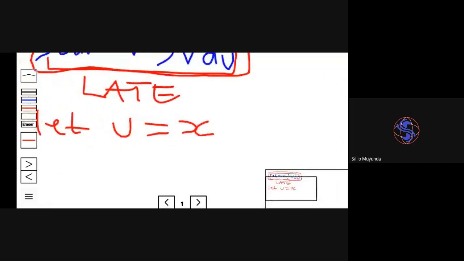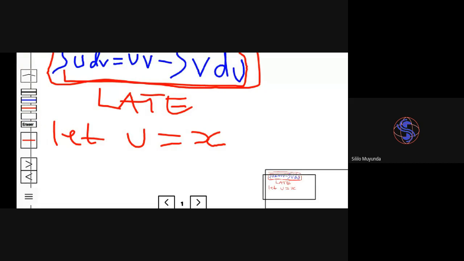the first thing you need to do is to pick u. So the mnemonic that you use to pick u is the LATE, meaning the logarithmic expressions. That is the first priority in order. In this case, we have been given an algebraic expression and then a logarithmic expression. So I think I made a mistake. So what should be our u here?